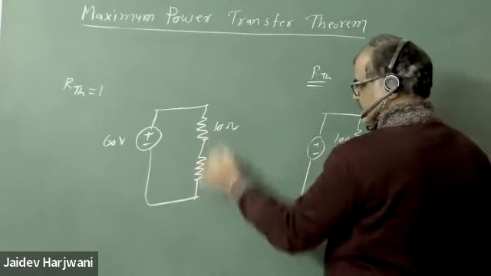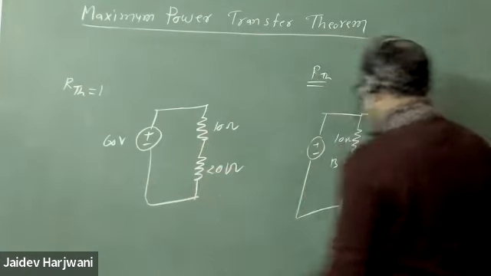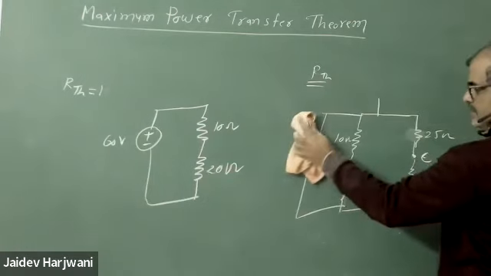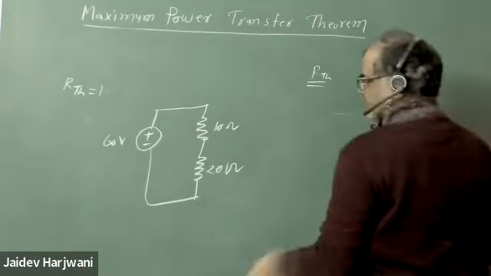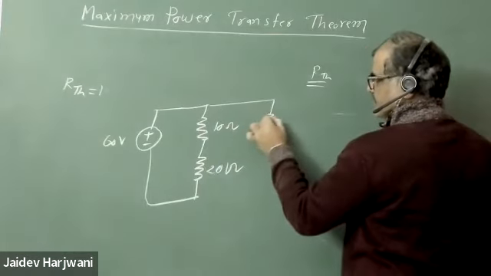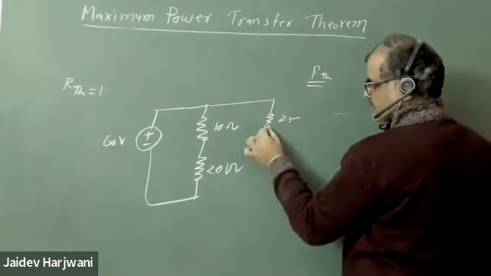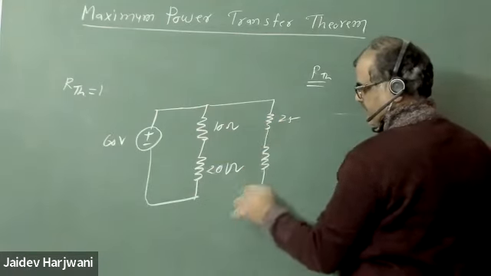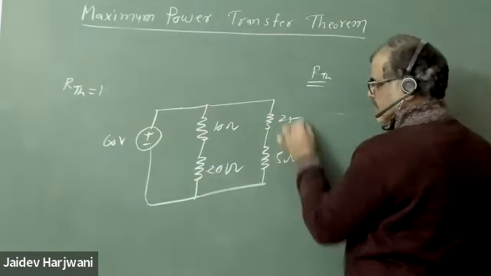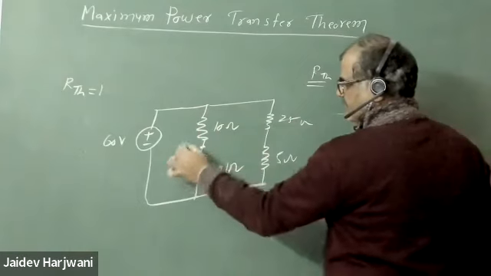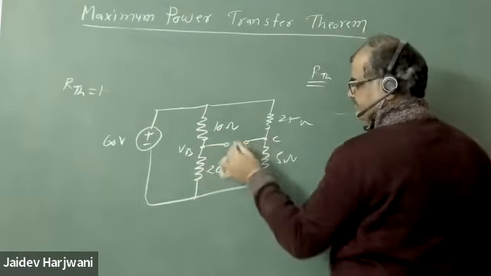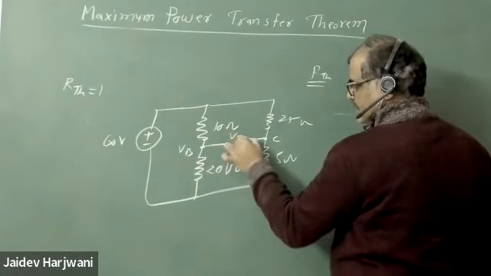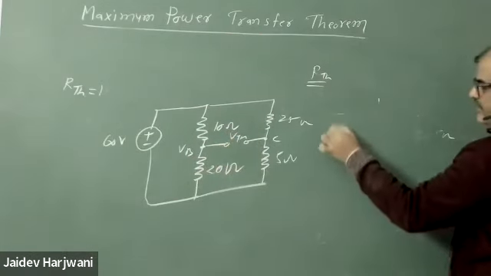This is 10, this is 20, and one is 25, 5, 25 and 5. This is 25 and this is 5, and this point is B and this point is C. I want the voltage here, VThevenin. So now, VB will be how much?